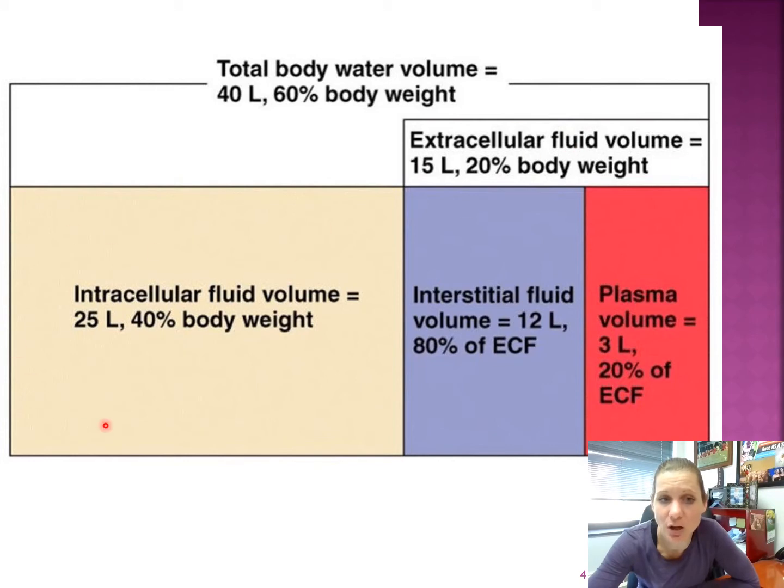So again, intracellular means inside of the cells. So the fluid inside of the cells is accounting for the greatest proportion of fluids within the body, and that'll account for about 40% of our total body weight. Okay, and then you can see about 20% of our body weight is made up of this extracellular fluid. And the extracellular fluid is fluid that lies outside of those individual cells.